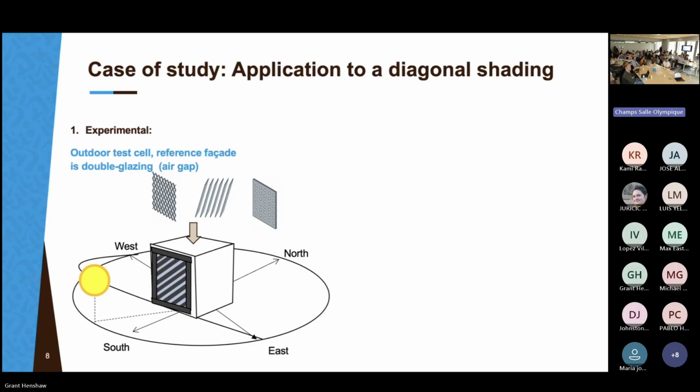And it also has an azimuthal preference if you install it toward the south: it allows more of the rays from the southeast and blocks them from the southwest. So the test cell is oriented to the south, and the reference facade that we had was a double glazed one. And this was the experimental aspect.